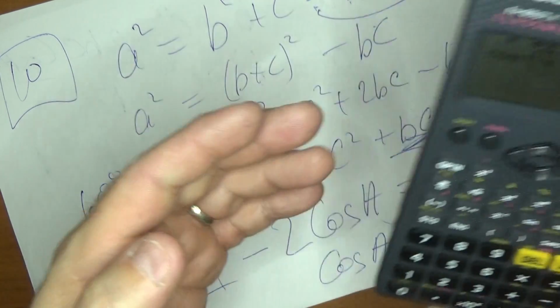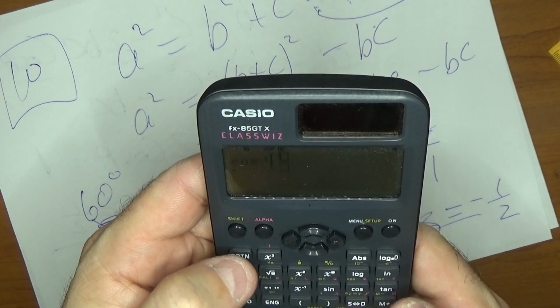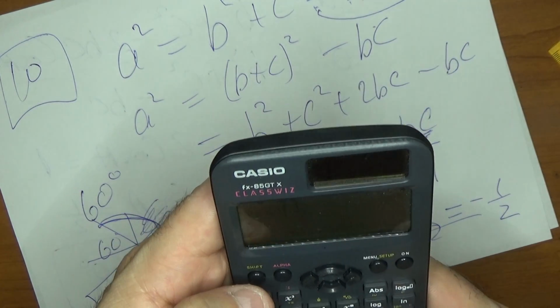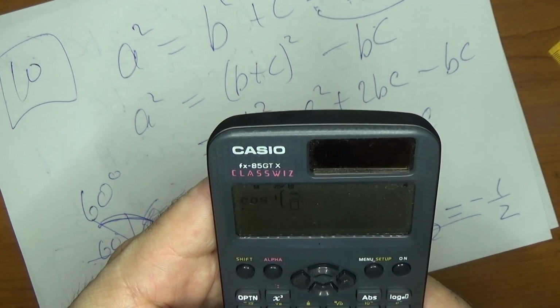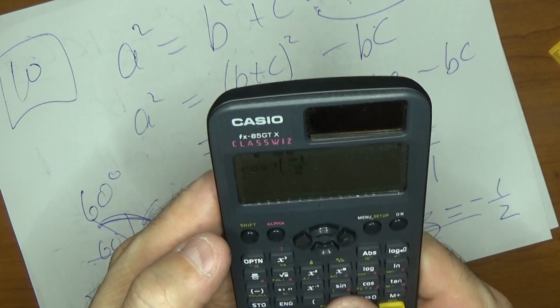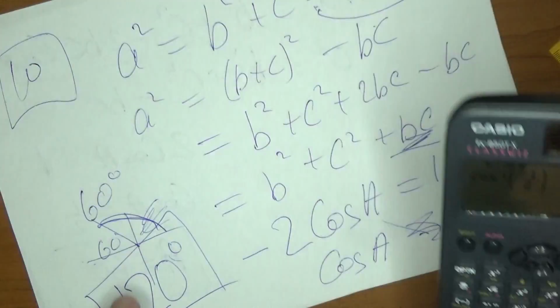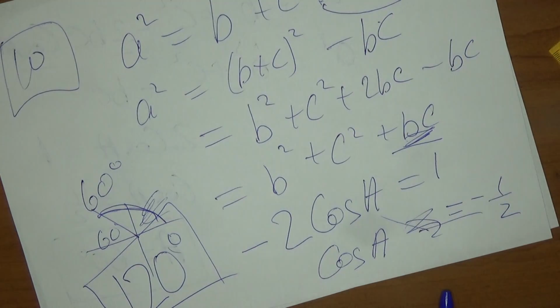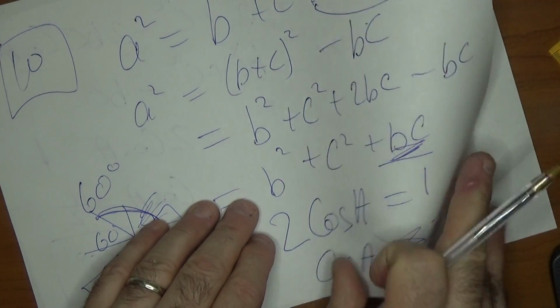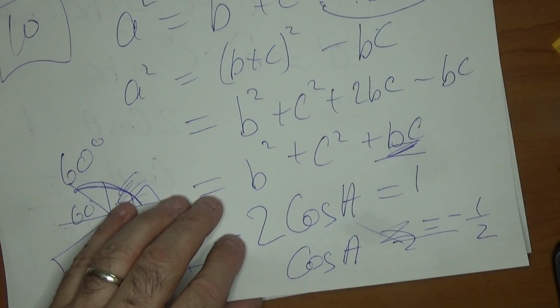Even if you were missing some of the skill I just used there, you could still go shift cos minus 1 over 2, close your argument, and you'll get your 120 degrees like that. Okay, that's the end of cosine rule, and I'll park that up and put that on YouTube.